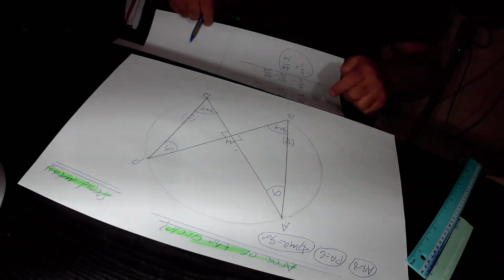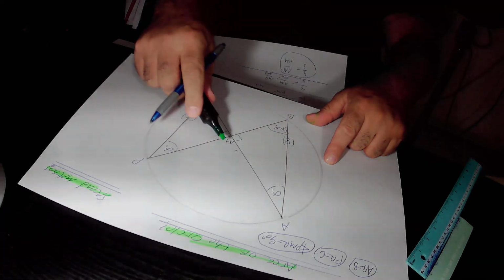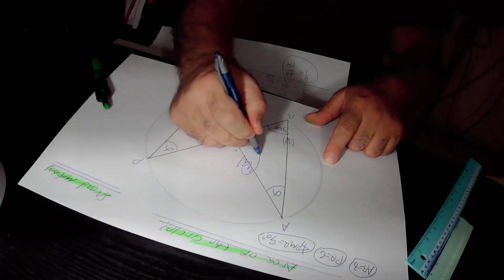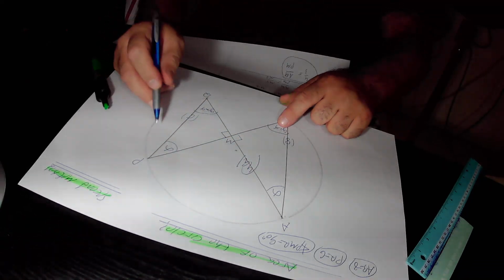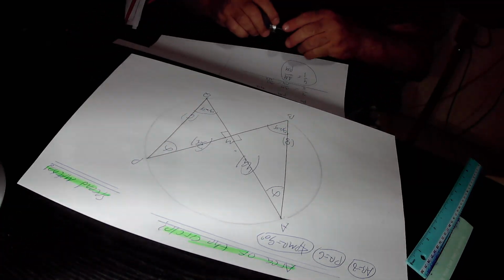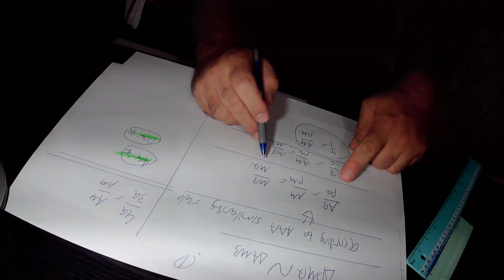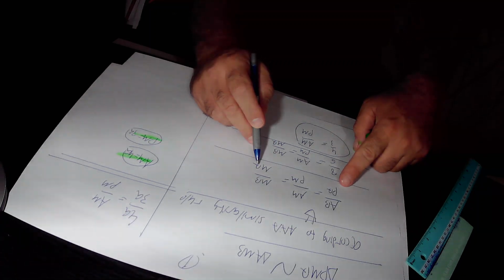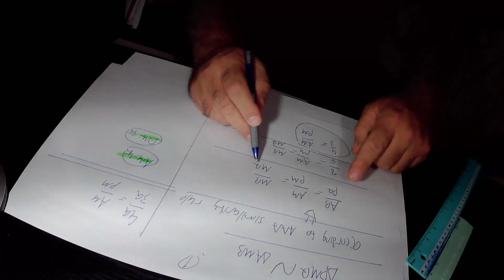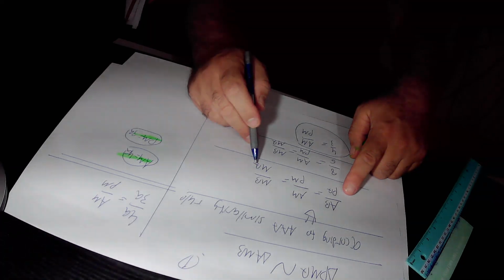So here we found out that AM equals 4A. This is line segment AM, this equals 4A. And we also found out that PM equals 3A. And from this equation, we derive that 4/3 equals MB over MQ. Again, AB over PQ is 4/3. So 4/3 equals MB over MQ.